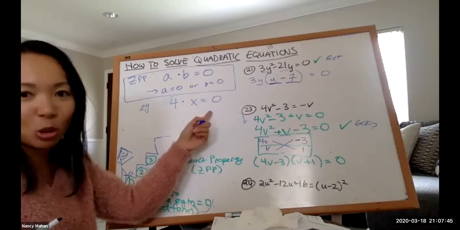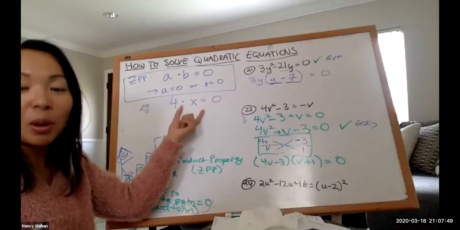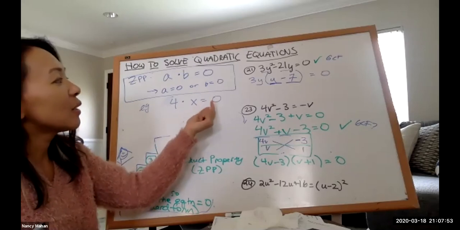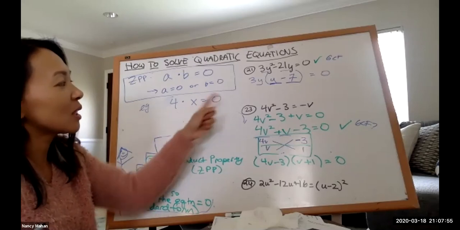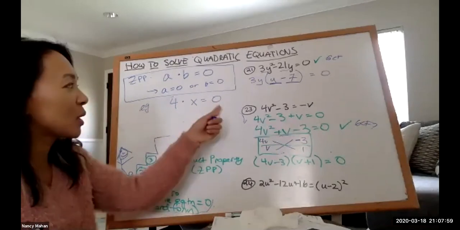In order for this to be a true statement. So it's called the zero product property. If you have a product of 2 things, these are called factors here. If you have a product of 2 factors and it equals 0, one of them has to be equal to 0 in order to make this true.